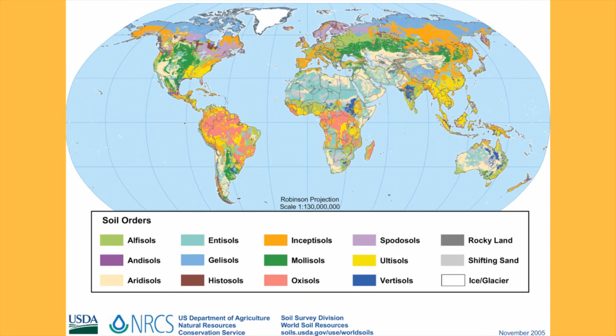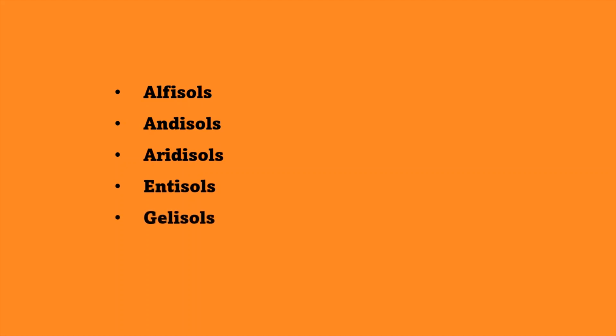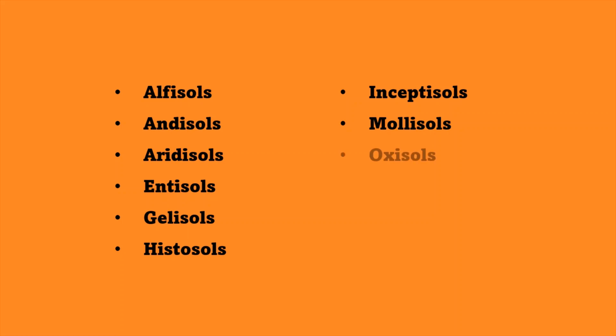We've looked at soil close up, but generalization can be helpful to scientists. This is why 12 soil orders were defined. They group soils based on distinct characteristics and their ecological significance. They are alfisols, andisols, aridisols, entisols, gelisols, histosols, inceptisols, mollisols, oxisols, spodosols, ultisols, and vertisols.